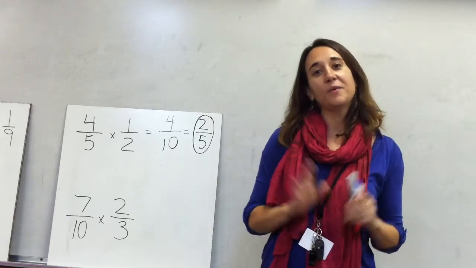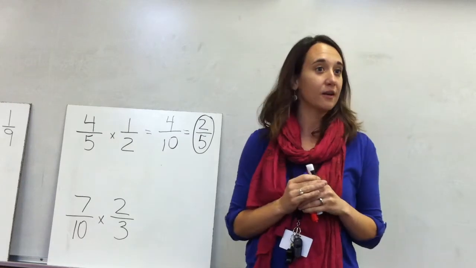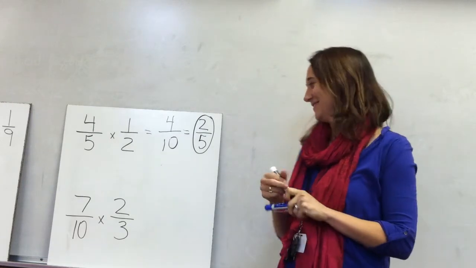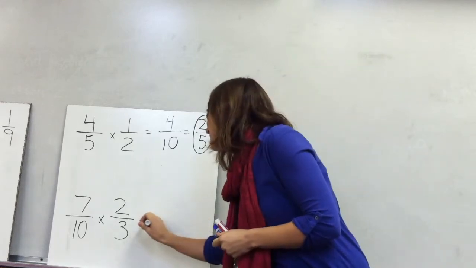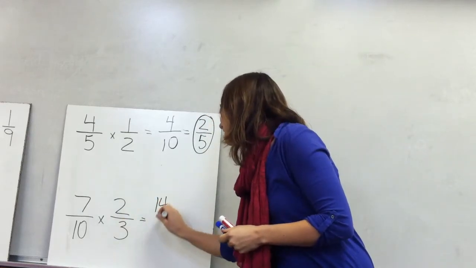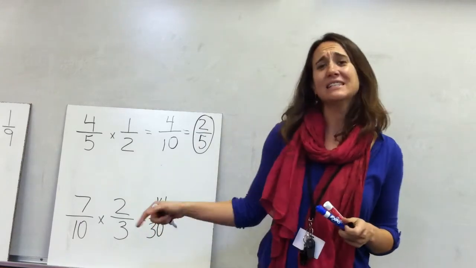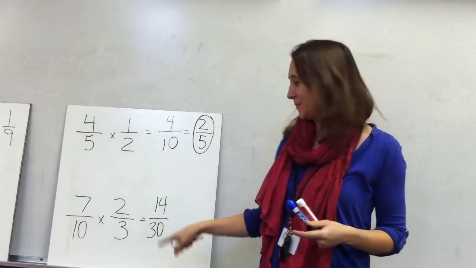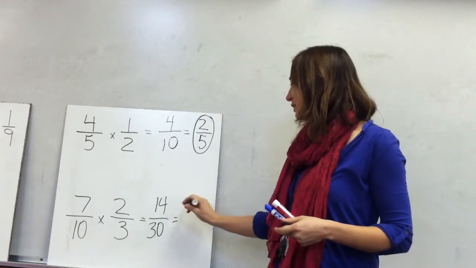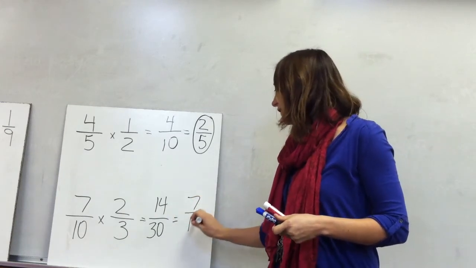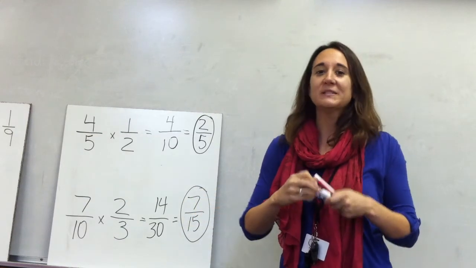Now, you go ahead and pause the video and you try 7/10 times 2/3 by yourself. Hopefully you've had a chance to do that. You come back. 7 times 2 is 14. 10 times 3 is 30. Is this in simplest form? No, because they're both even numbers. And you end up dividing both by 2, and you get 7 out of 15, and that's your final answer. So I hope this made a lot of sense.